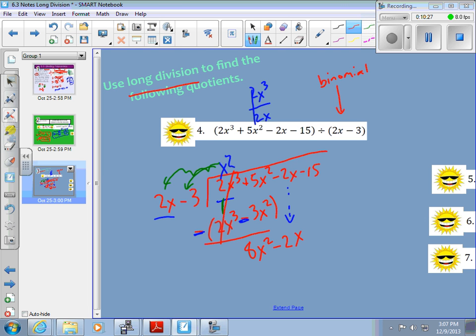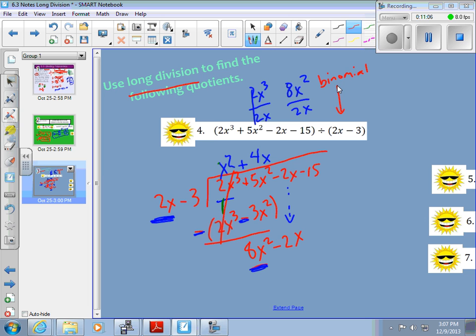And now the process starts over again. So we're going to do the same thing we just did, kind of again. We've got back to the beginning, so now we need to start back up top here. We're going to take the first term here divided by the first term here. So what do we get when we take 8x squared divided by 2x? Well, 8 divided by 2 would leave us 4. If we simplify x squared over x, we'd have 1 x left. So that's the next term in our quotient.